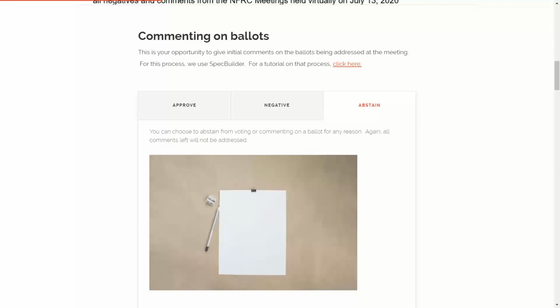Now, the final way you can vote is to choose abstain from voting, which can be for any reason. It is important to remember, any comment submitted with an abstain vote does not need to be addressed at the meeting as well.